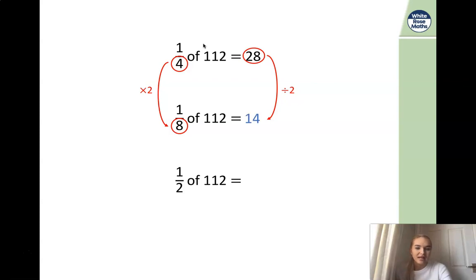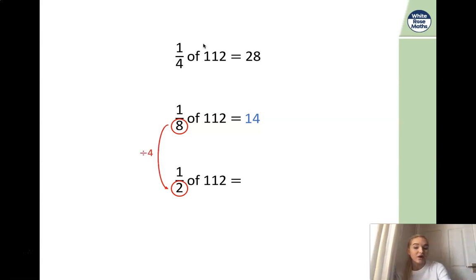That's right, 14. Similarly, looking at 1/2 of 112 then, we could work out the relationship between 8 and 2. What do we have to divide 8 by to get to 2? How many 2's are there in 8? That's right, there are 4. We have to divide by 4.